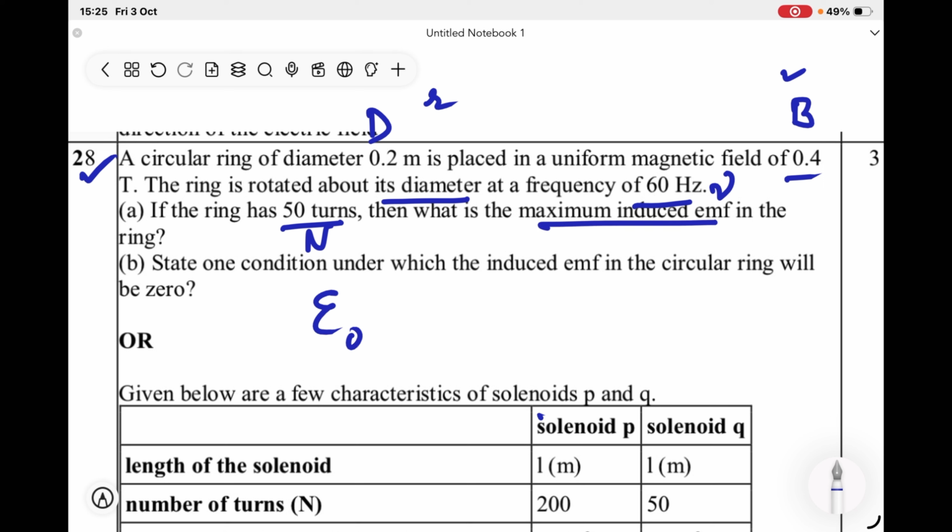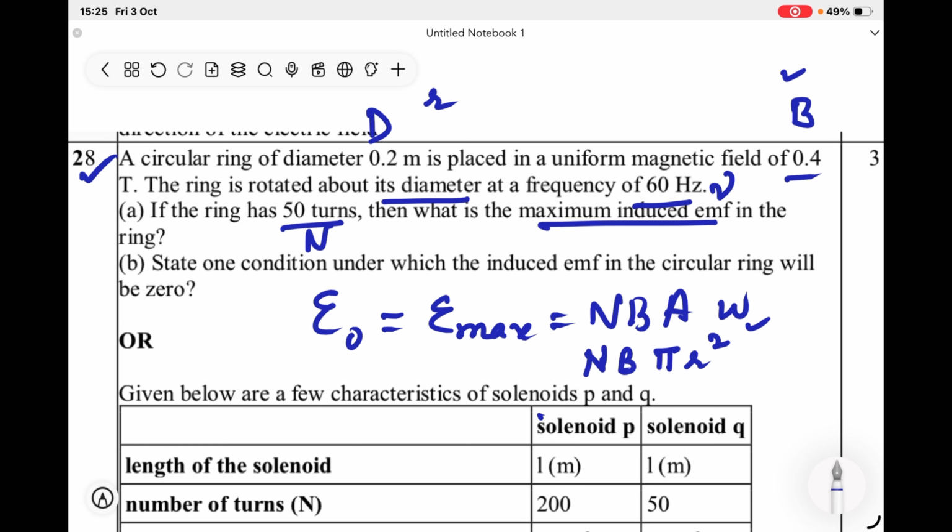So E max, if you remember, E naught or E max, used to be NBA omega. And then sine omega t is the equation of E. So what comes before sine omega t is E naught. So N, B, area is pi r square and omega can be written as 2 pi nu. So N you have 50, the magnetic field you have in Tesla, area is pi r square, radius is half the diameter, and 2 pi, and nu is directly given. You can find the maximum EMF, but it should be reported in volts.